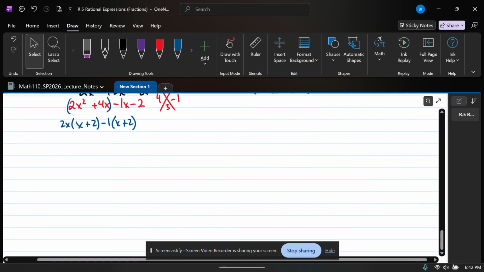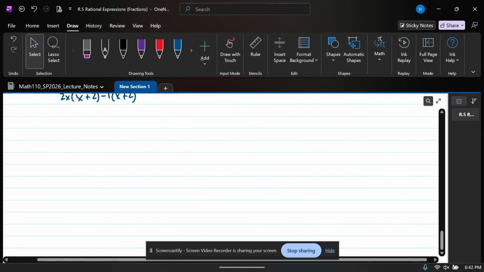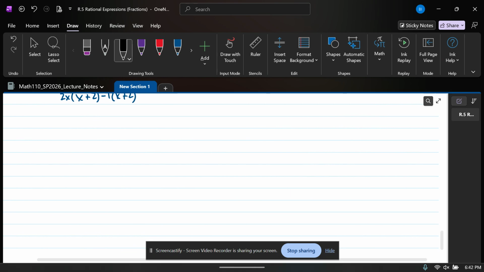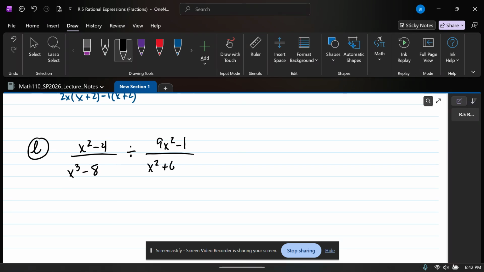Okay. All right. After we multiply in lab 2, we did division. So let's do x squared minus 4 over x cubed minus 8 divided by 9x squared minus 1 over x squared plus 6x plus 8.